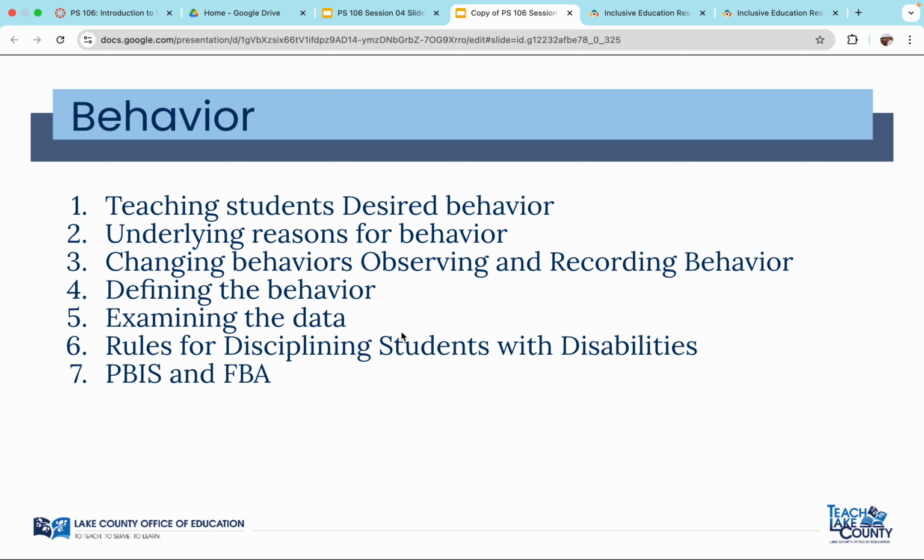The behavior will be defined. You examine the data. Rules for disciplining students with disabilities: there are different rules for disciplining students with disabilities. There are certain things that are kind of static, but for instance, busing. It's a lot harder to have a student with a disability kicked off a bus for misbehavior than a general education student. That's one of the examples I would give. Then it's a lot of shuffling. And then there are positive behavior intervention systems and functional behavior analysis. These are all parts of behavior in regards to that.